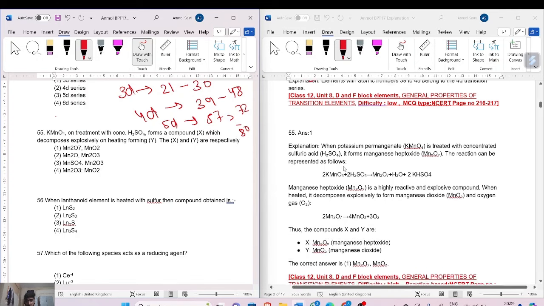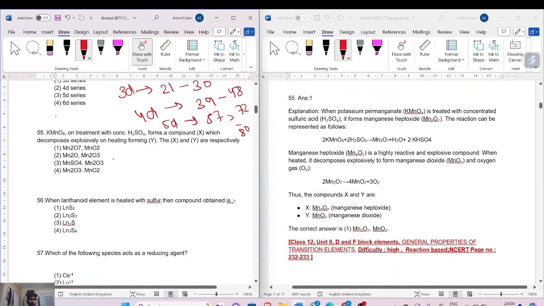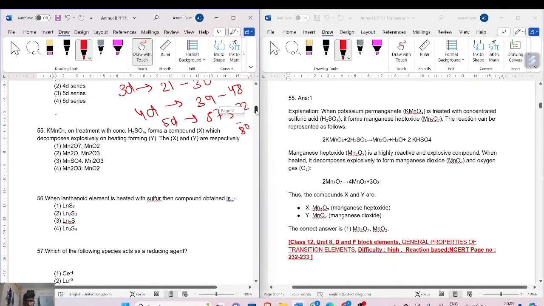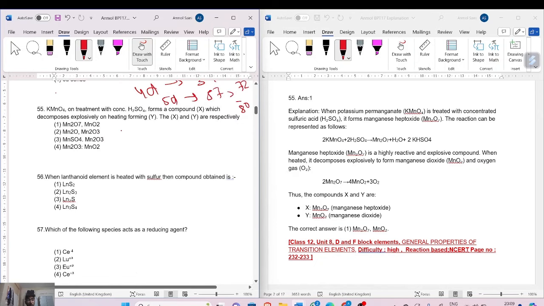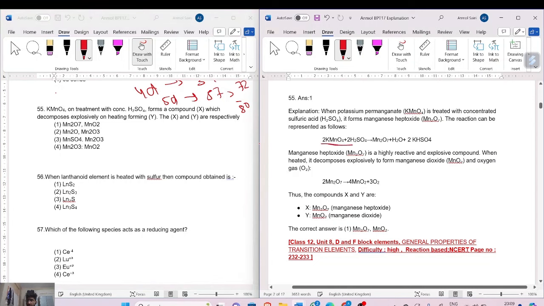So we have to write the equation for camenophore on treating with concentrated H2SO4. So here is the equation. When we react camenophore with H2SO4, it will give Mn2O7, where Mn is in plus 7 oxidation state, then H2O, then KHSO4.